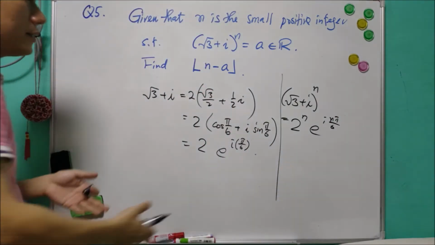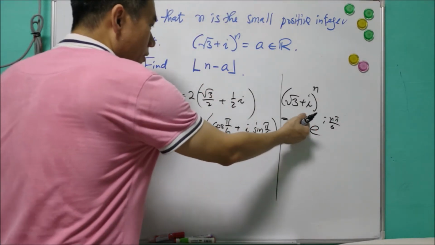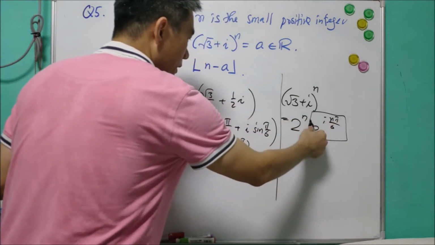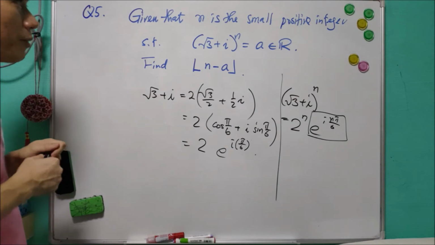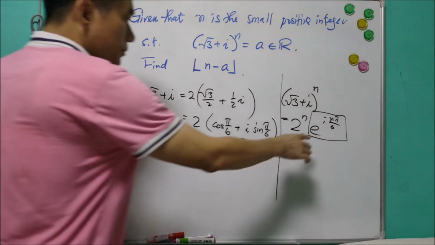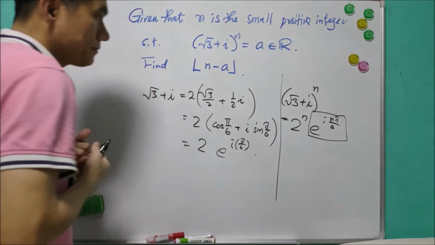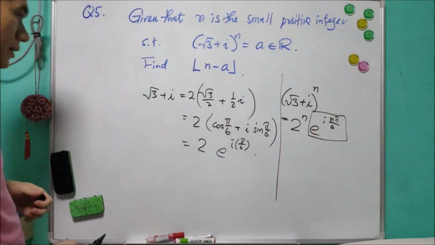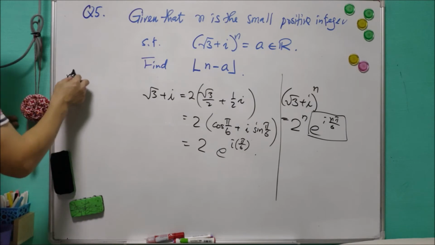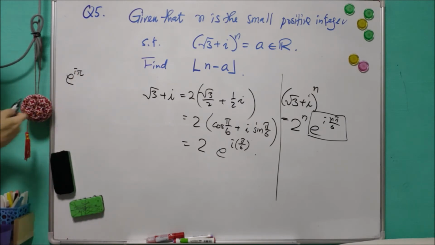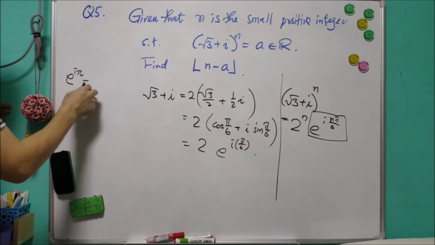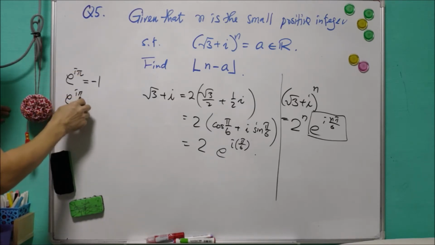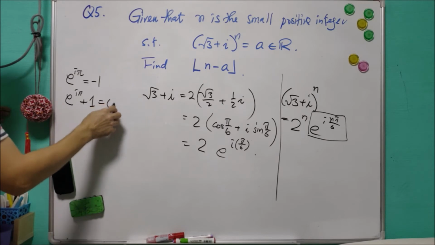Now, given that this is a real number, and 2^n is a real number, in order for this to be real, the minimum value for a positive integer n should be 6, so that this is equal to e^(iπ). And for information, e^(iπ) is equal to −1, and they write it as e^(iπ) + 1 = 0.